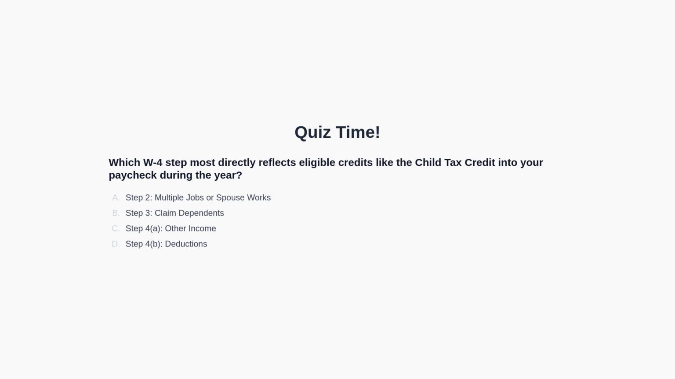Question: which W-4 step most directly reflects eligible credits like the child tax credit into your paycheck during the year? Options: Step 2, multiple jobs or spouse works. Step 3, claim dependents. Step 4, A, other income. And Step 4, B, deductions. You may pause the video now to think about the answer. We will discuss the answer in the next section of the video.